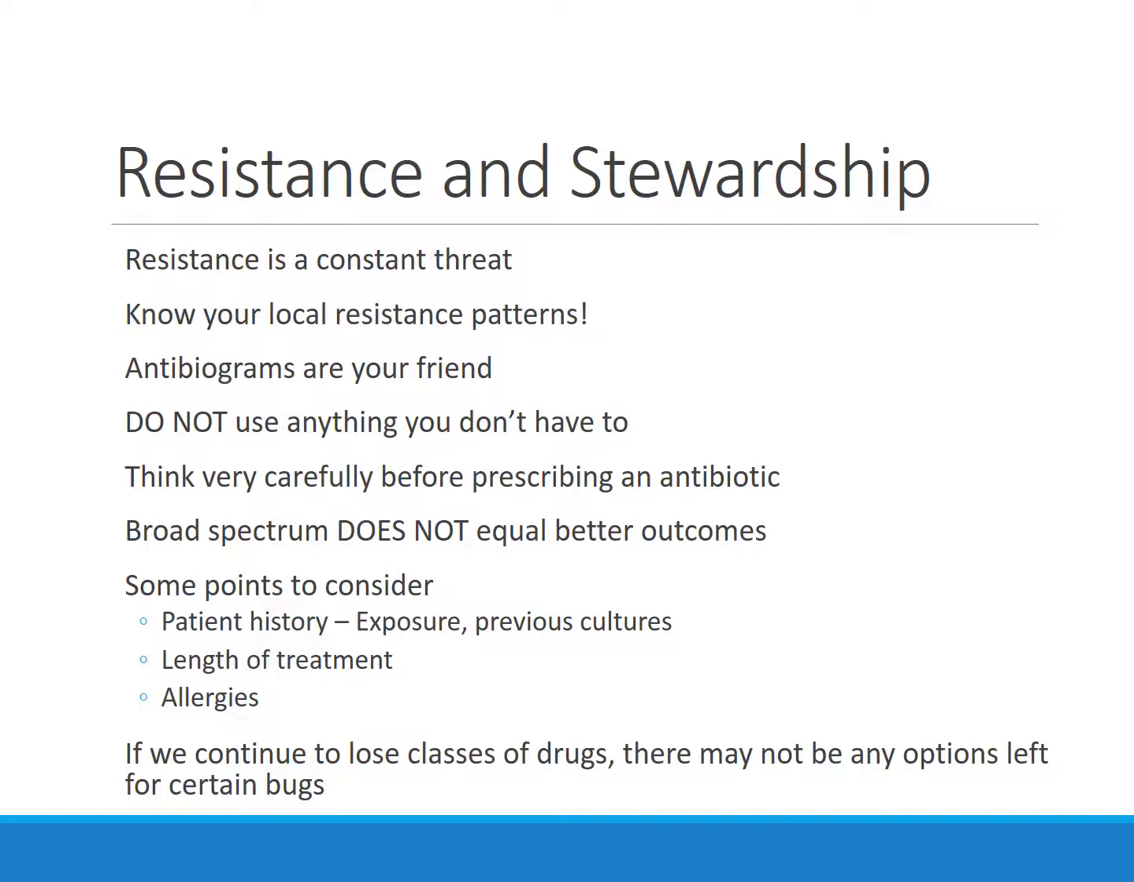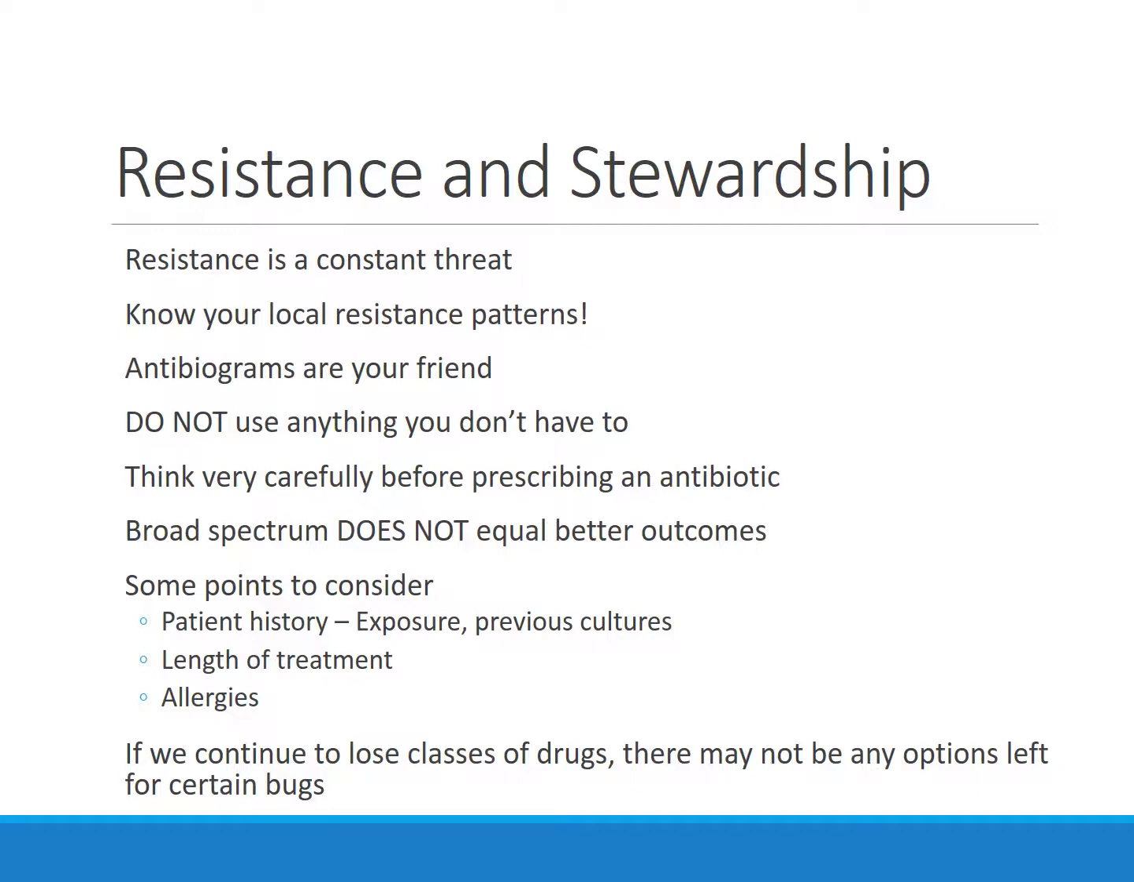Other points to consider when you're working up a patient, look at their history. So think about exposure. Have they been in a health system recently? That's important. If they just got out of the hospital, now they're coming back with a pneumonia, well, you could consider that maybe community-acquired pneumonia, but you might want to also cover hospital-acquired pathogens as well, because you can't really rule that out. Previous cultures are important too.